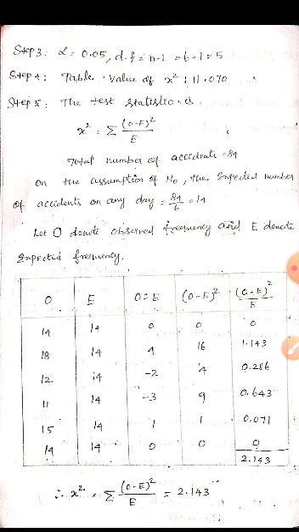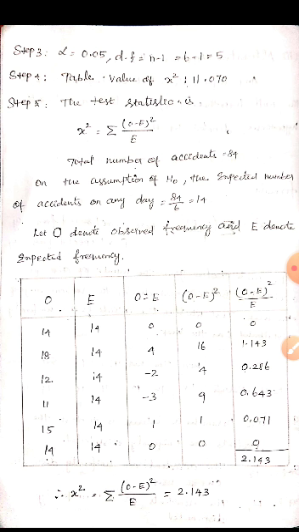Then go to step 4. Step 4 is the chi-square table value. We find it from the given table; in your examination, the table will be provided. The chi-square table value is 11.07.